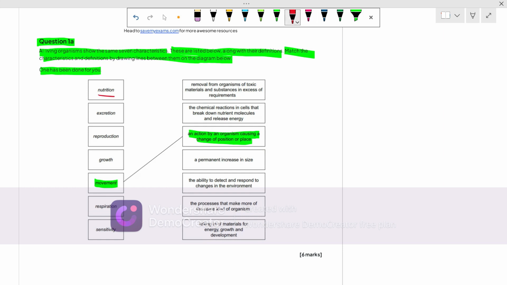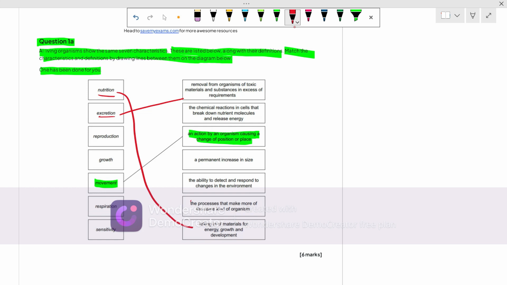The first one is nutrition. Nutrition is the taking in of materials for energy, growth, and development. The second is excretion. Excretion is the removal from organisms of toxic materials and substances in excess of requirements. This is done usually in the excretory system and in other systems like the integumentary system, digestive system, and so on.